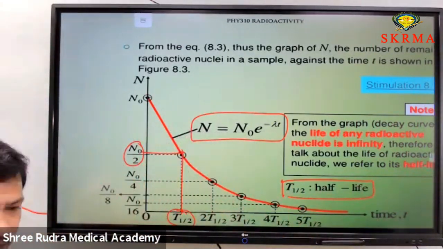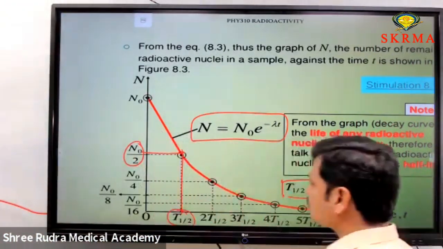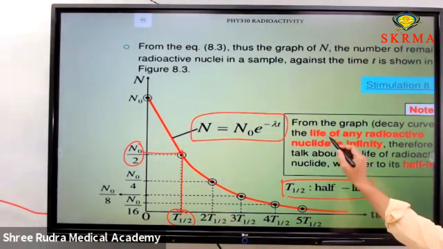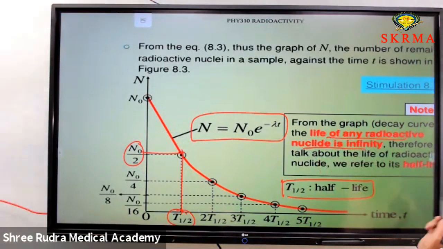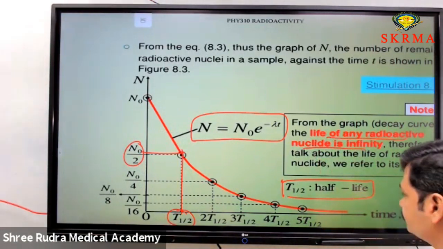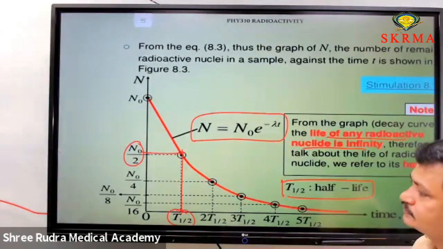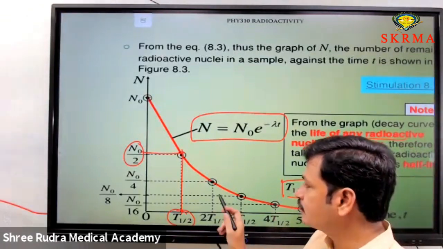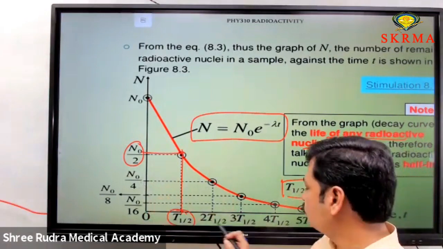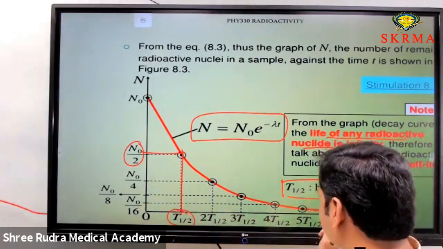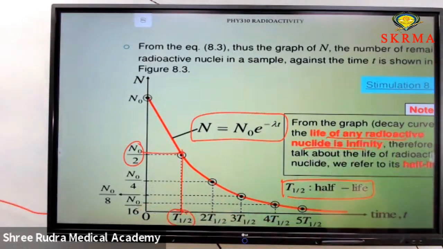Why do we prefer half-life rather than the complete life? Because if you observe this graph, it is almost parallel to the x-axis, meaning the life of any radioactive nuclei is almost infinite. It takes a huge time to decay completely. That's why generally we consider half-lives. In the same way, for two half-lives, the number of nuclei is N naught by 4, for 3 half-lives N naught by 8, for 4 half-lives N naught by 16. This curve represents how a radioactive nuclei decays with time.